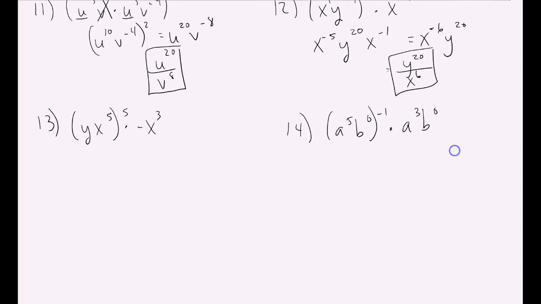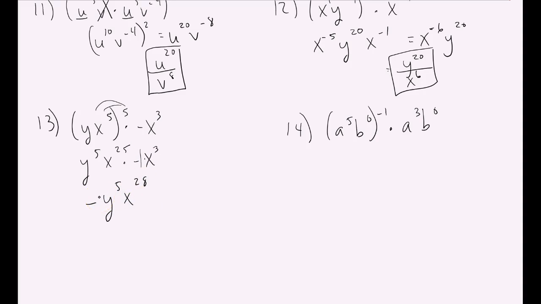Okay, number 13. Let me distribute that 5 to the inside. Y to the 5th, x to the 25th, and then a negative x to the 3rd. So that negative, I'm just going to recopy that negative in front of everybody. I'm going to recopy the y to the 5th, and now x to the 25th and x to the 3rd would be x to the 28th. So view that negative not as being part of that exponent. You know, that negative is like there's an invisible -1 in front of that. So that's why it's okay to bring it to the front of everybody.